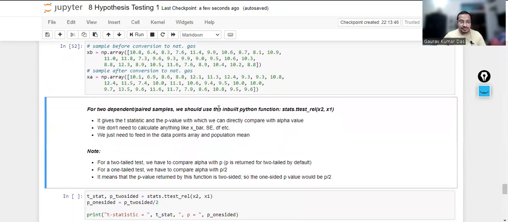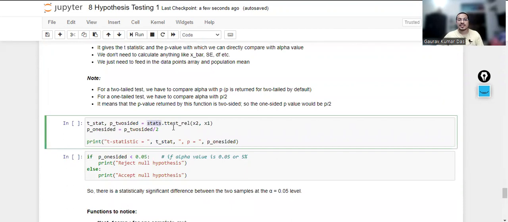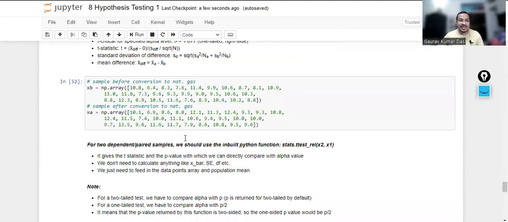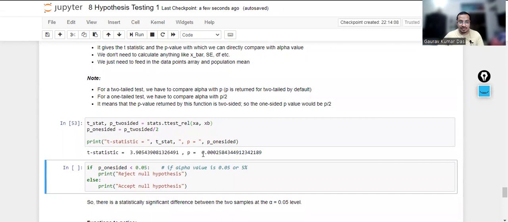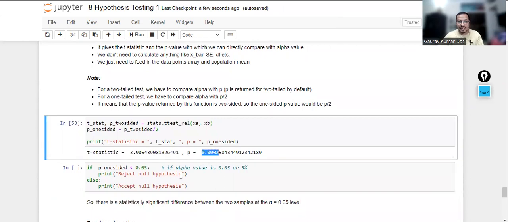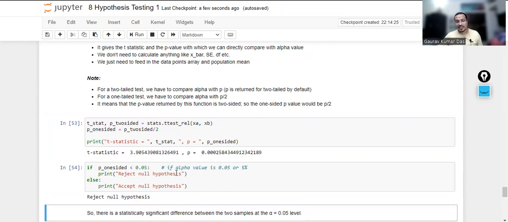Okay. Next, what we'll do here, instead of using stats.test_independent, we'll use test_rel. So rel means it's a paired t-test. Okay, and I'll use before and after. So once we have this, this p-value is of course much less than the one-sided p, correct? This p-value, which is one-sided actually, is less than the alpha, which is 0.05, of course. That's why we'll reject the null hypothesis again.